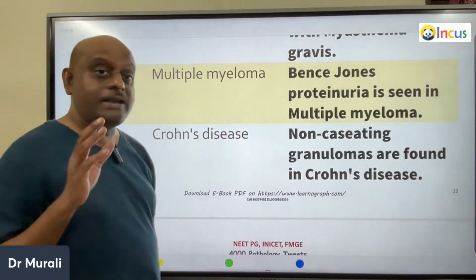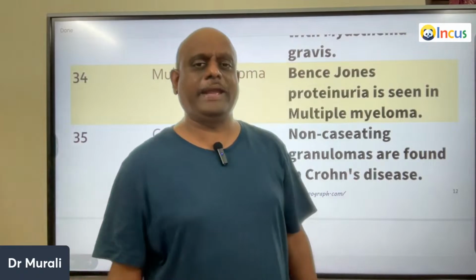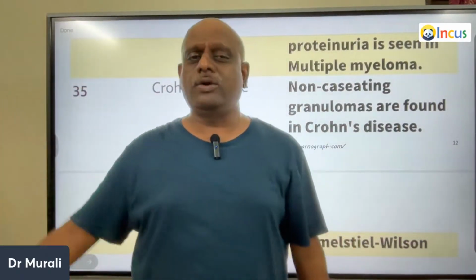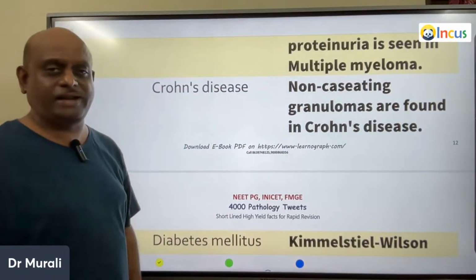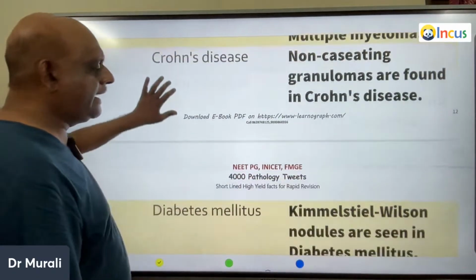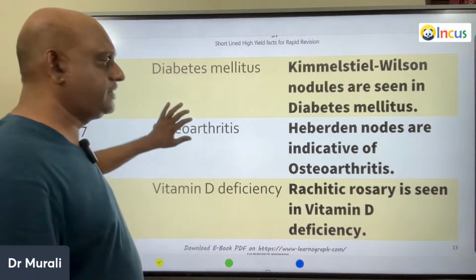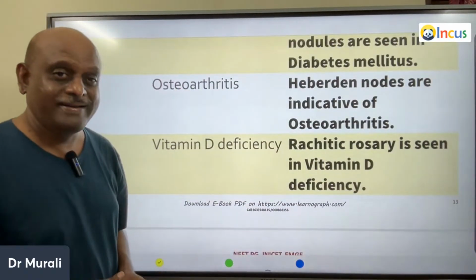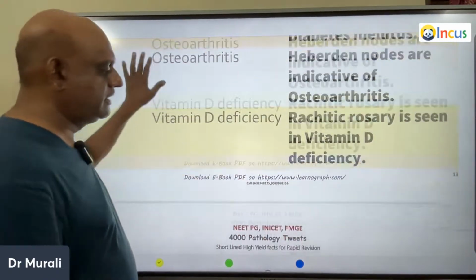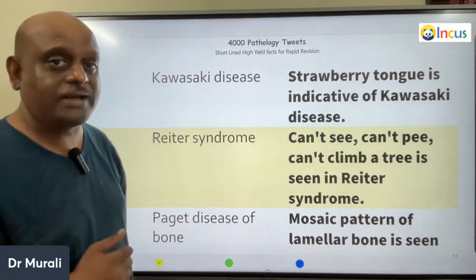Then where do you find the light chains of the immunoglobulins going into the urine leading to the Bence Jones proteinuria? It is a feature of multiple myeloma. The non-caseating granulomas are the feature of Crohn's disease, whereas crypt abscesses are the feature of ulcerative colitis. Kimmelstiel-Wilson nodules in diabetes, Heberden nodules in the distal interphalangeal joints in the case of osteoarthritis, right? Just before we reviewed, then strawberry tongue in Kawasaki.